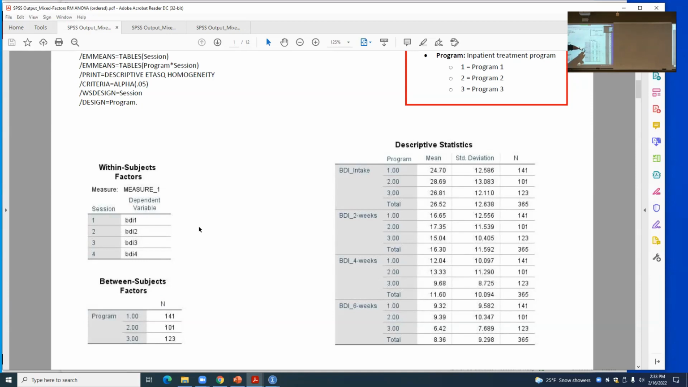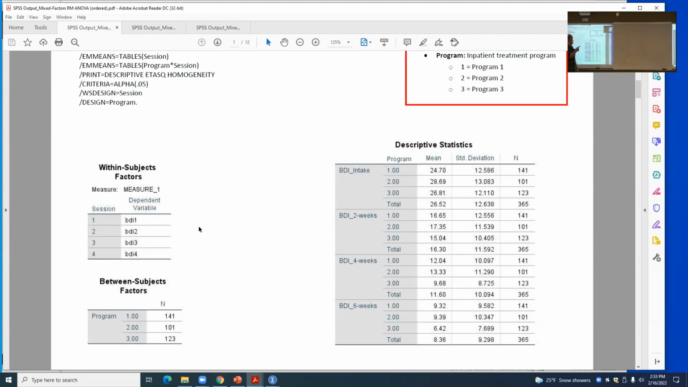Same thing for BDI 2, BDI 3, BDI 4 weeks, BDI 6 weeks. So here you have all of your observed means. You just want to make sure that you're navigating this and know which mean corresponds to what. Just to clarify for the class, across group at intake, it's not program. Just at intake. If you went through and just ran descriptives on BDI at intake, this is the mean and standard deviation you would get.